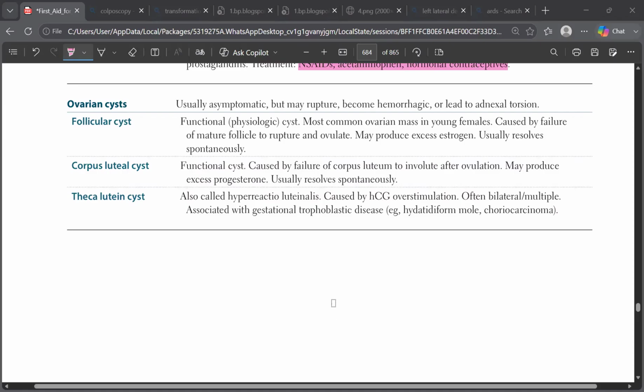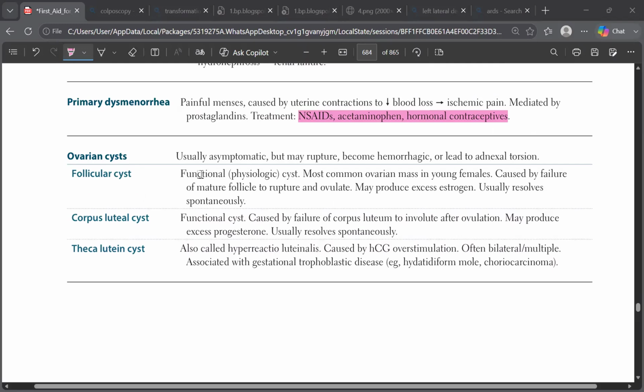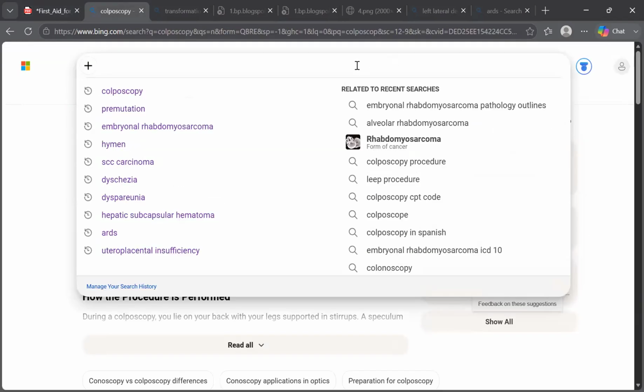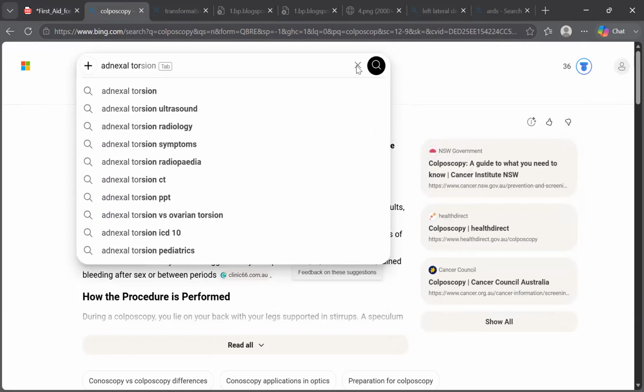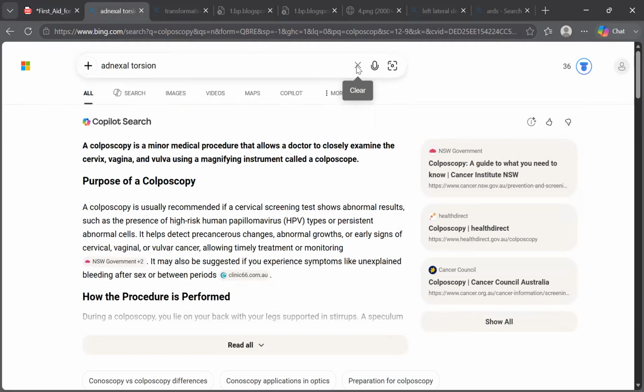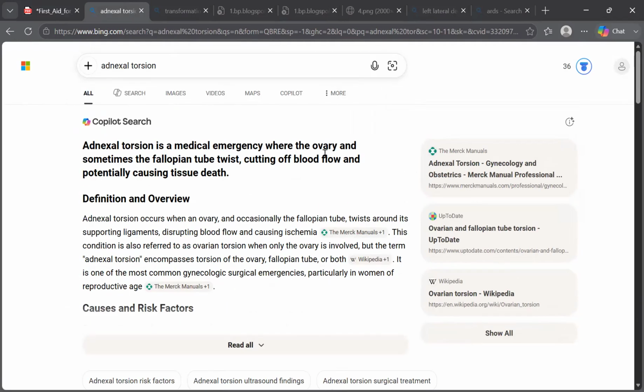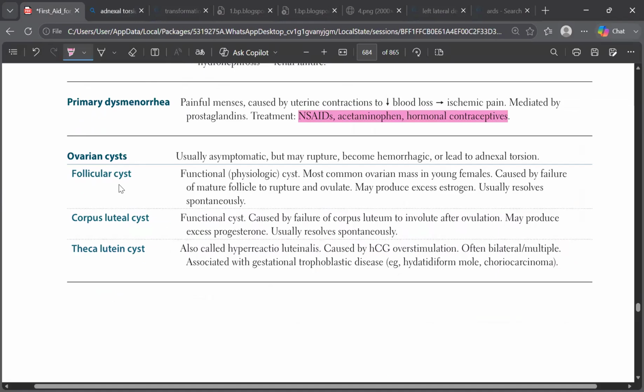So we're now turning towards ovarian cysts. They are usually asymptomatic, but they may rupture, become hemorrhagic, or lead to adnexal torsion. Adnexal torsion is a medical emergency where the ovary and sometimes the fallopian tube twist, cutting off the blood flow and potentially causing death. So, ovarian cysts can lead to adnexal torsion.